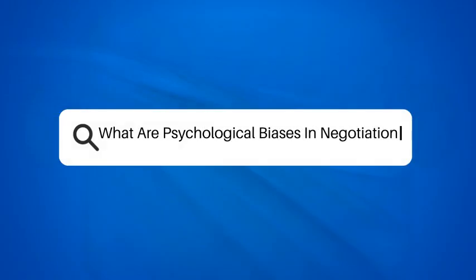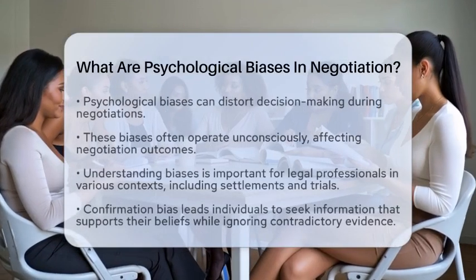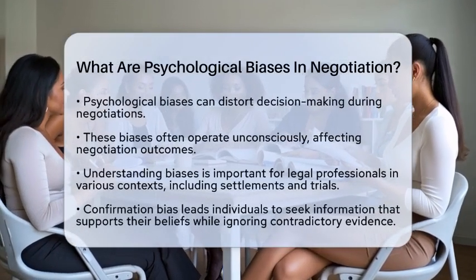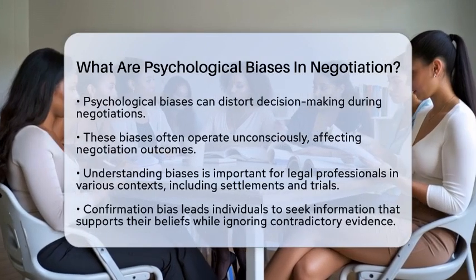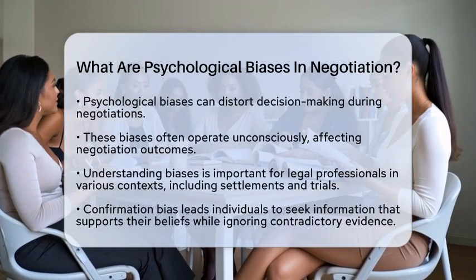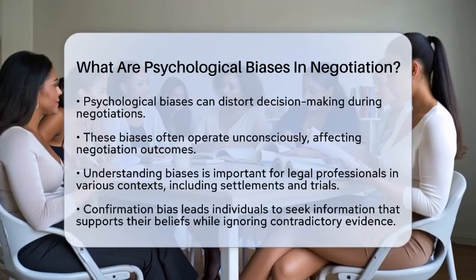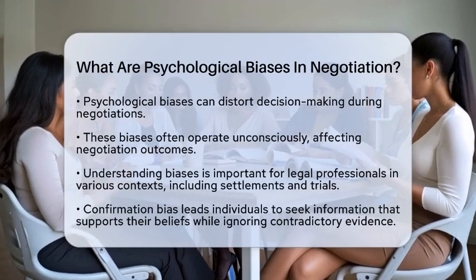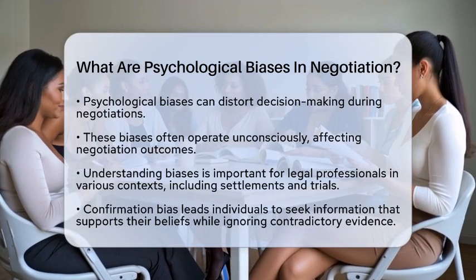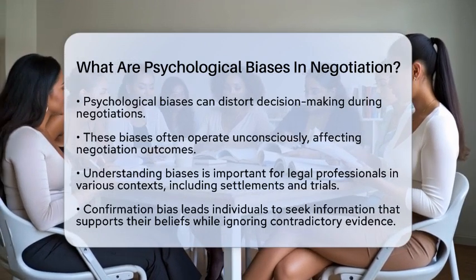What are psychological biases in negotiation? Have you ever wondered how our minds can play tricks on us during negotiations? Psychological biases are mental shortcuts that can distort our decision-making. These biases often operate without our awareness and can lead to less effective negotiation outcomes.